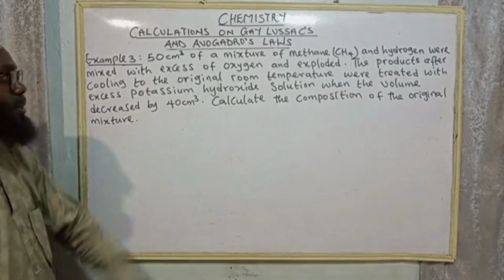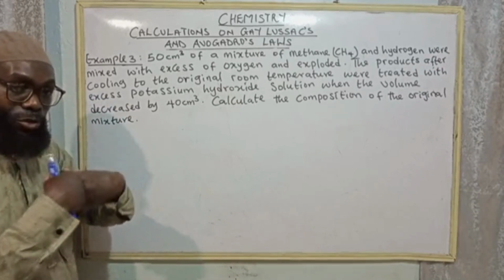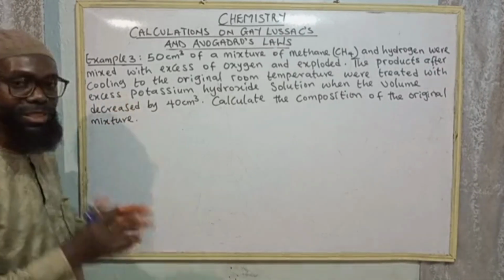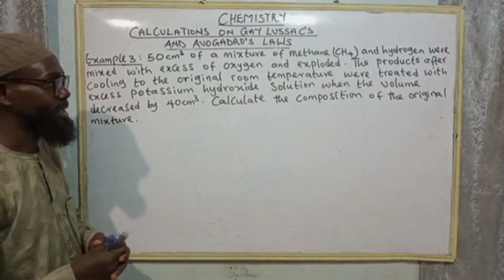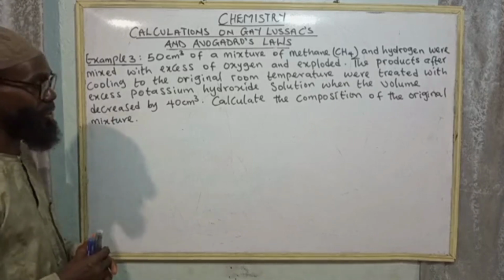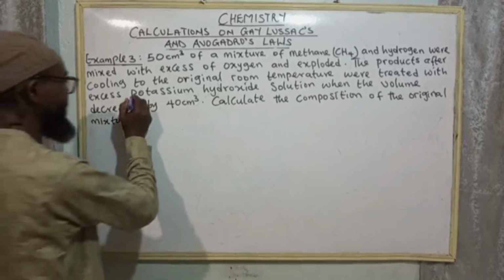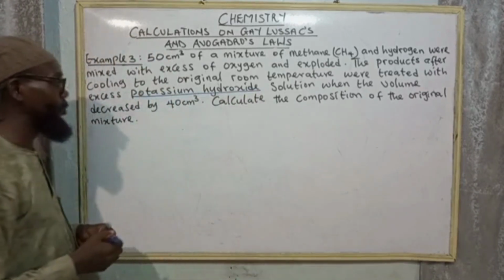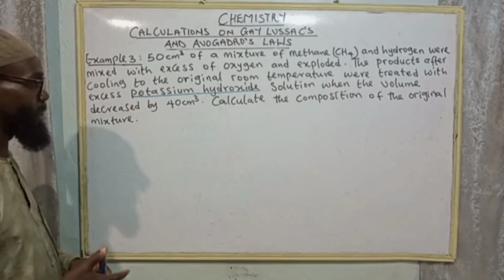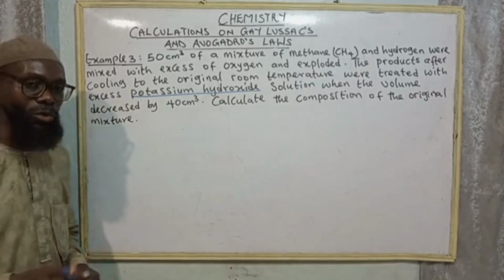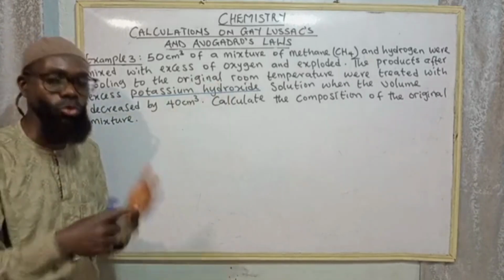Now, 50 cm cube of a mixture of methane and hydrogen, that is a mixture of methane and hydrogen together, their volume is 50 centimeter cube, were mixed with excess of oxygen and exploded. The products, after cooling to the original room temperature, were treated with excess potassium hydroxide solution, when the volume decreased by 40 centimeter cube. Calculate the composition of the original mixture. Original mixture of methane and hydrogen. Want to know the composition.